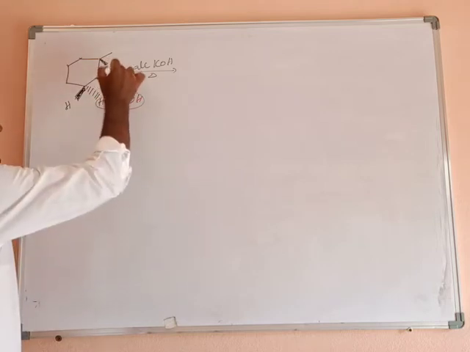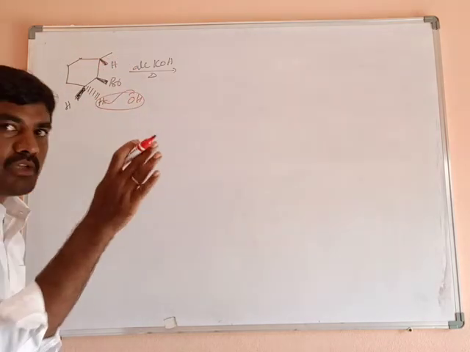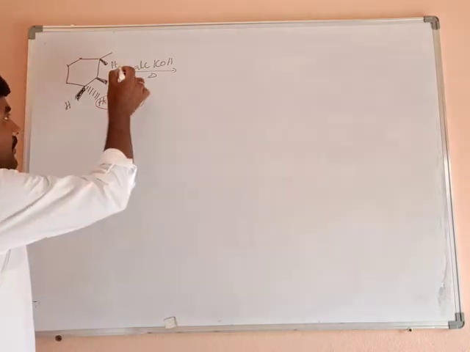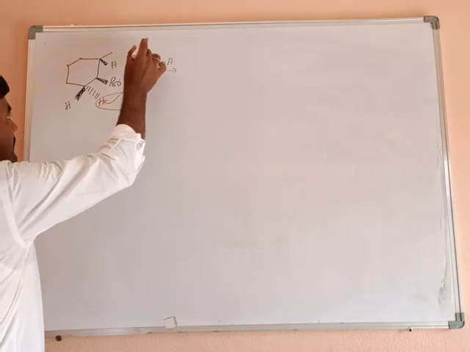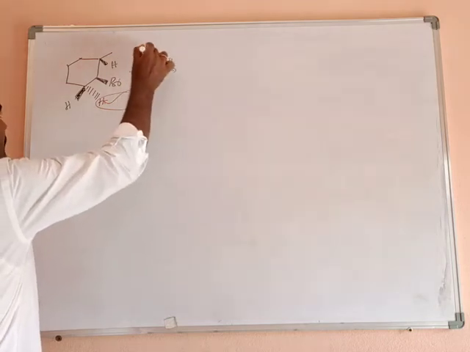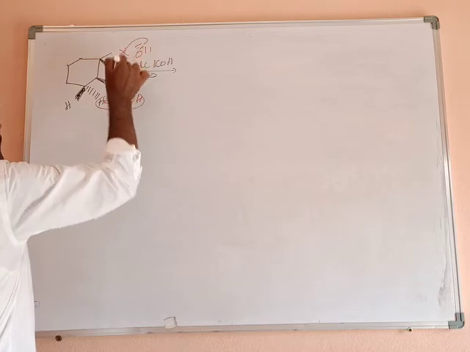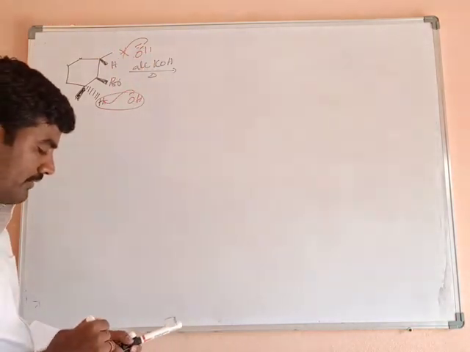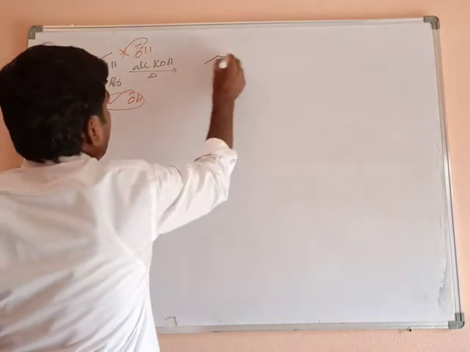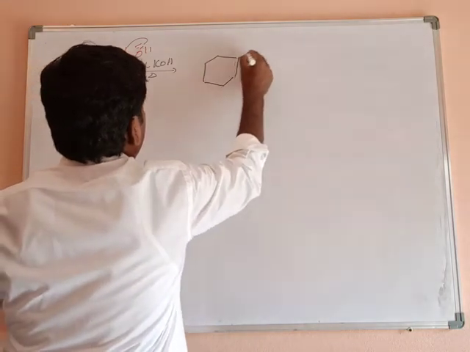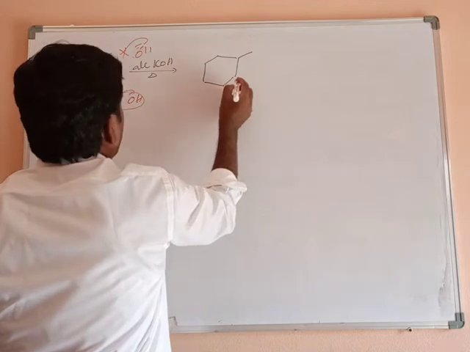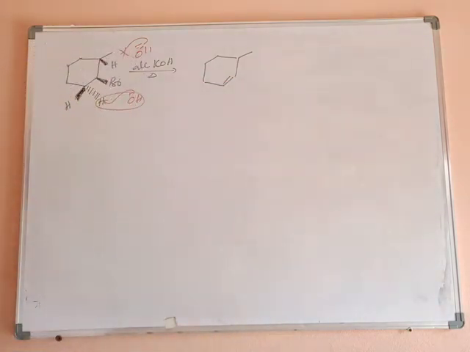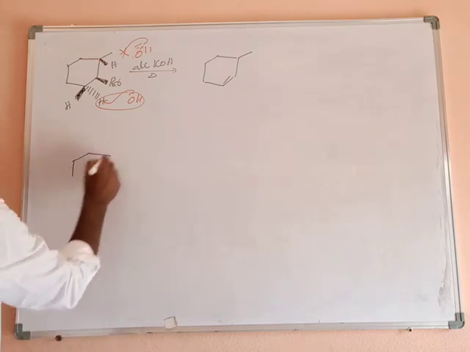What about here? Both lie above the plane, on the same side of the plane. So the base is unable to approach here due to the electronic repulsion of bromine and base. So the product will come like this. Okay, understand? Similarly, one more example.